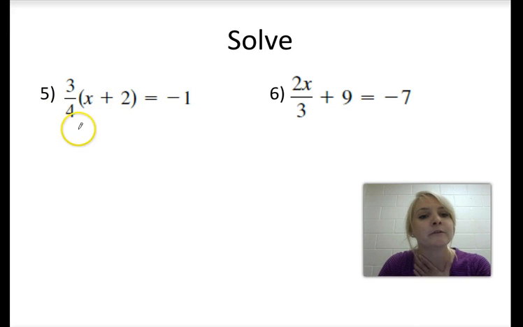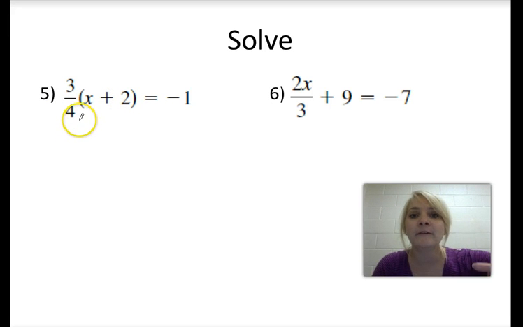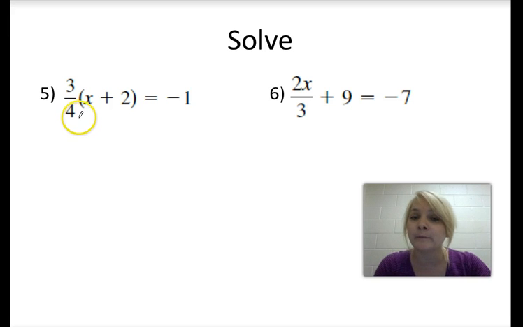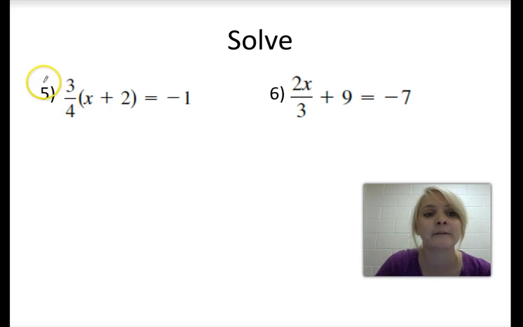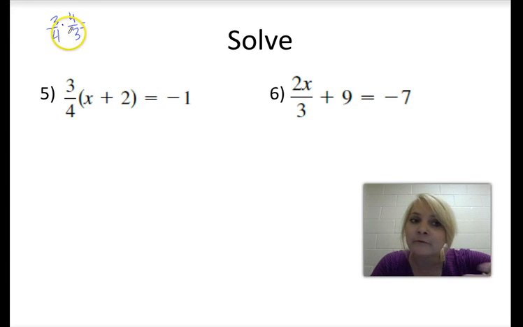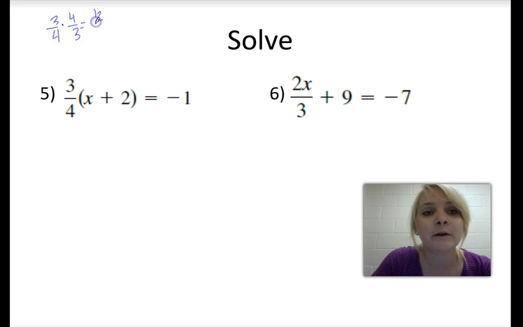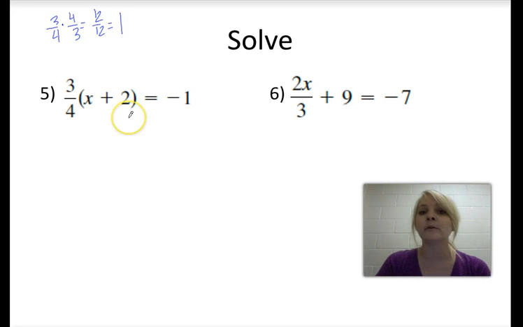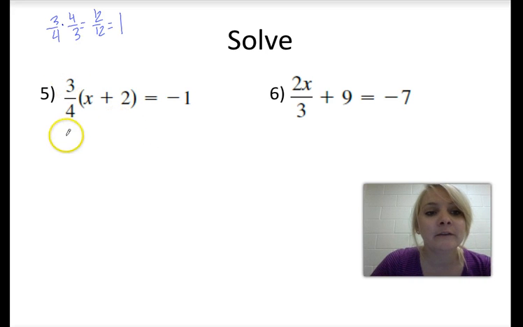But I'm going to use our multiplicative inverse. Now multiplicative inverse, you're going to multiply by the inverse of 3/4 or by the reciprocal. So I'm going to multiply by the reciprocal of 3/4. Now the reciprocal of 3/4 is 4 over 3. And why you want to multiply by that reciprocal, we get 12 over 12, which is 1. So when you multiply a fraction by its reciprocal, you're going to get 1. And that will allow us to move on. So I'm going to rewrite this so that we can see it a little better.